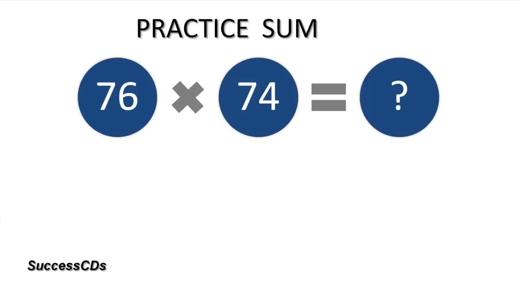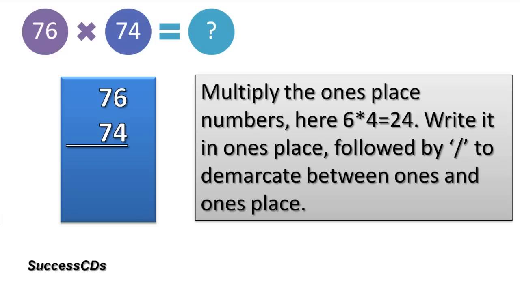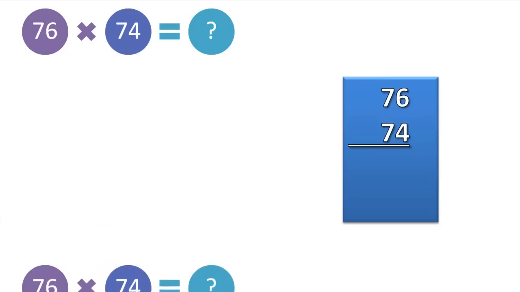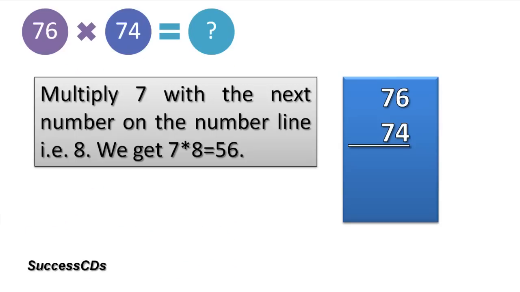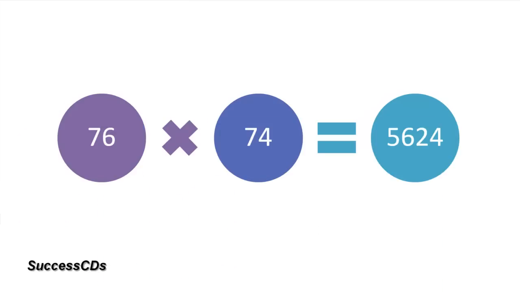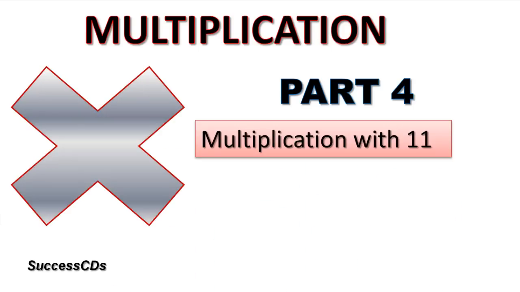76 multiplied by 74. I would suggest you to solve it yourself and then go ahead and see the solution. Here again, you will multiply the ones place numbers 6 and 4. The product is 24. You will write it in the ones place followed by a slash. The next step is, you will multiply 7 with the number which is next on the number line, that is 8, and you get 56. So 76 multiplied by 74 gives you 5624.